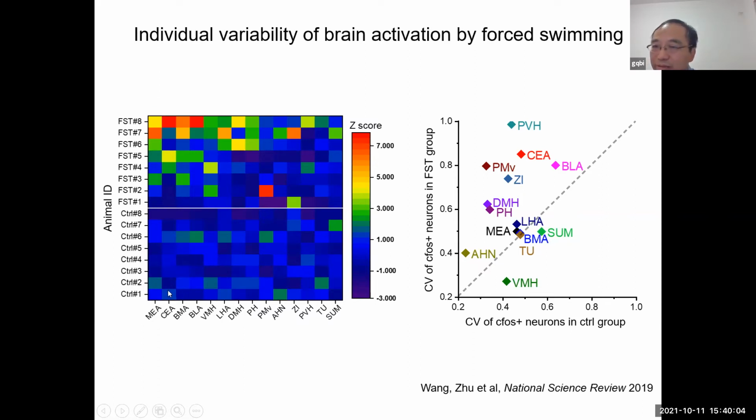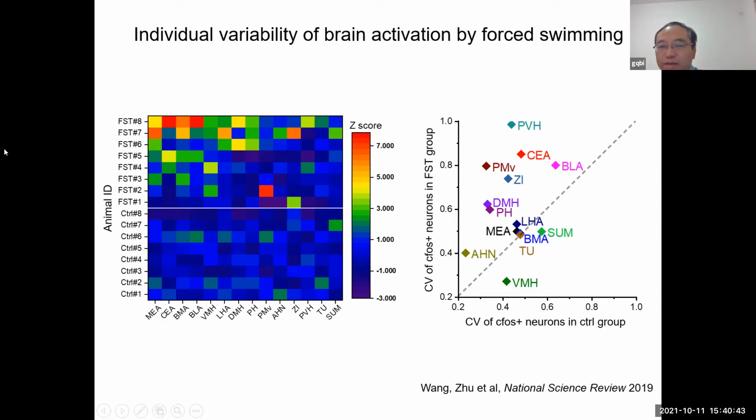In this plot, each column is a brain area, and each line is a mouse. We chose these 14 areas, and we can see that, firstly, the swimming mice indeed have more activation in many of those brain areas. But if you look more carefully, pretty much every mouse is different. In terms of overall activation, they don't behave entirely the same. Actually, the individual variability is huge.